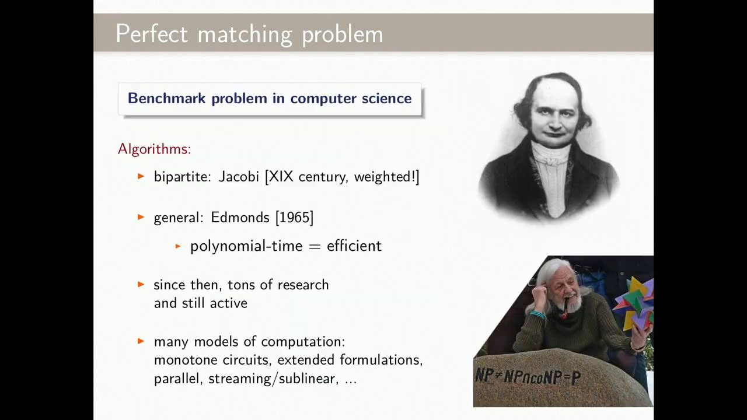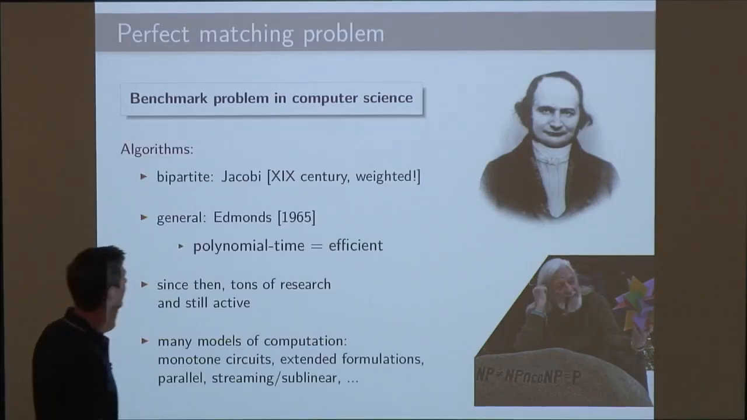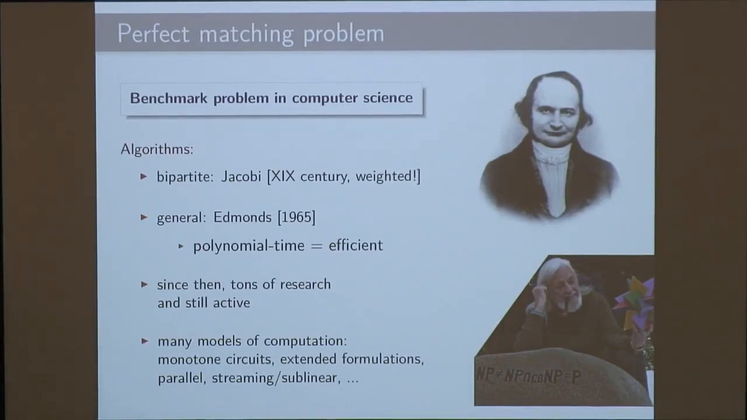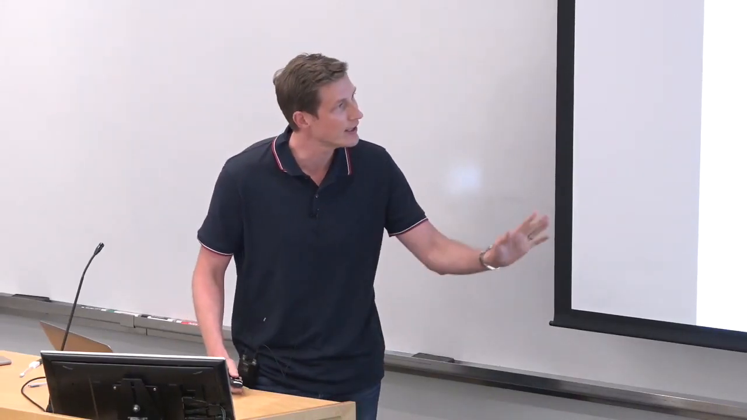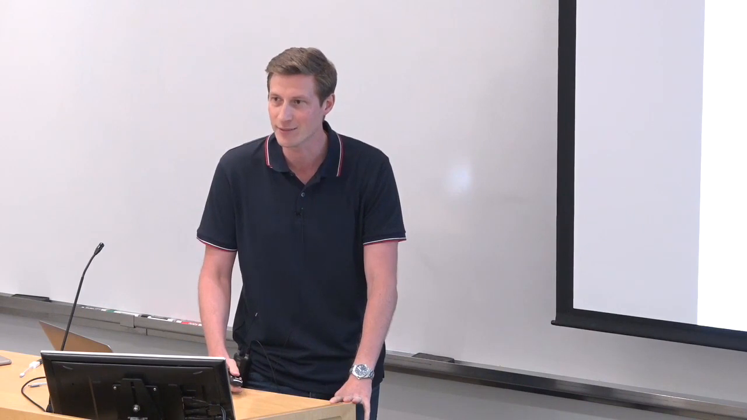Perfect matching is a benchmark problem in computer science. This is Jacobi, whose work you can trace the bipartite matching algorithm back to. And this is Jack Edmonds, who gave a polynomial-time algorithm for general graphs in '65, where polynomial time is equated with efficient. Since then we have liked this problem. We have studied it in basically all the models, and we will study it in parallel.